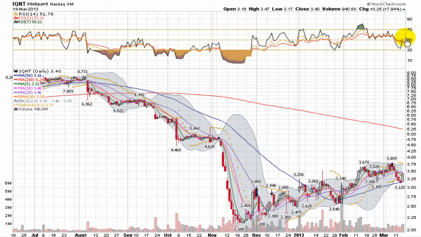RSI rotated right there at 50, starting to see a common theme. It's a very neutral reading, and as always, what I'm looking for, RSI holding over top of 50, showing that bullish momentum is being sustained in the play.